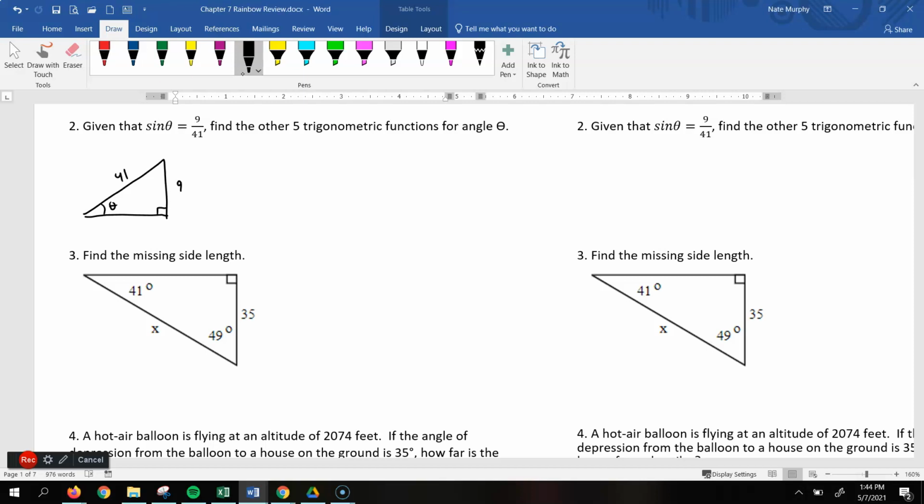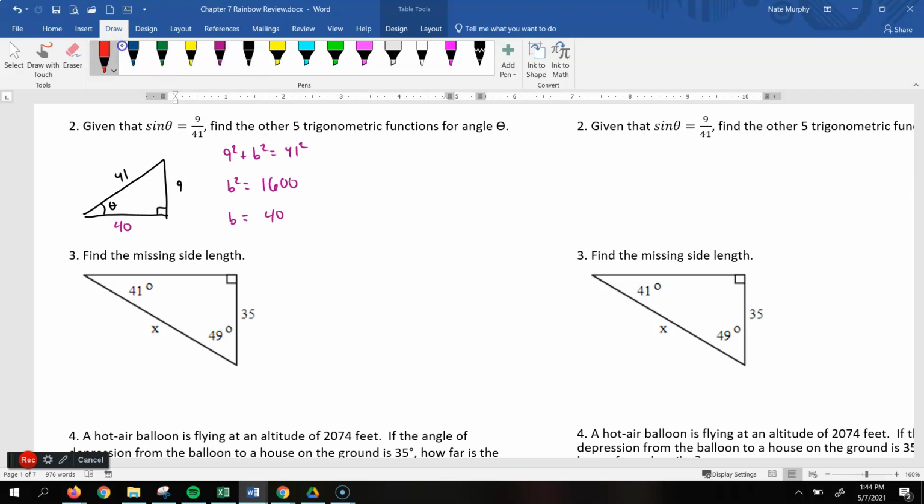Just like in the previous one, before I can do anything else, I need to figure out what that missing side would be. Again, it's a squared plus b squared equals c squared. All that matters is that c is the hypotenuse. So we could say 9 squared plus b squared equals 41 squared. Again, I would just take 41 squared minus 9 squared, or 41 squared minus 81. When we do that, we get 1600. I take the square root of both sides and I get 40 as the length of this missing side. So now we have everything that we need.